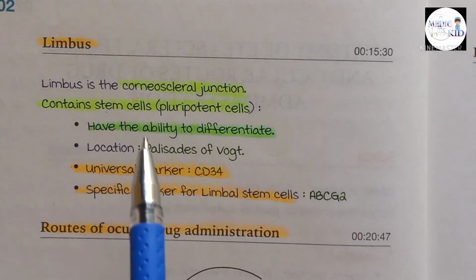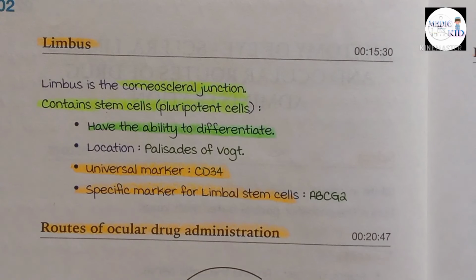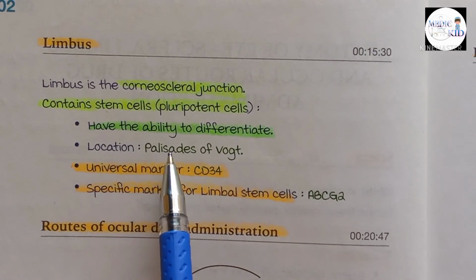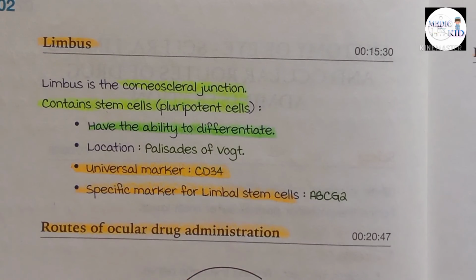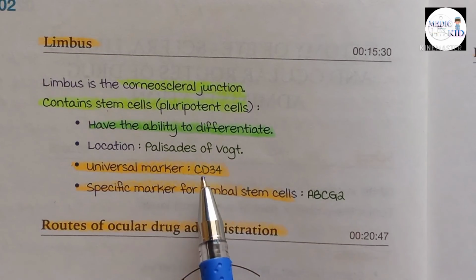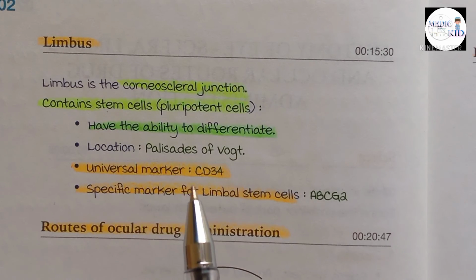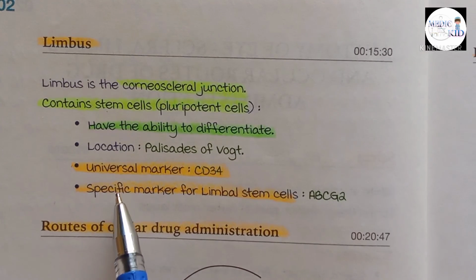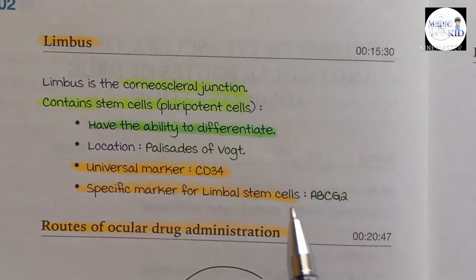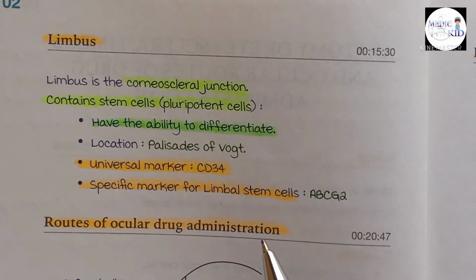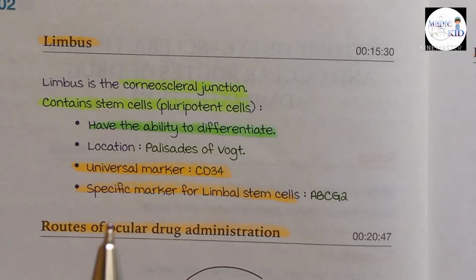Now, what is the location of the stem cells? We should remember the location of the stem cells is the palisades of Vogt. Now, what is the universal marker of the stem cells? It is CD34. But if we talk about the specific marker for the limbal stem cell, it is ABCG2. So this is the only thing you should remember for the limbus as far as the NEET PG, FMGE exam is concerned.